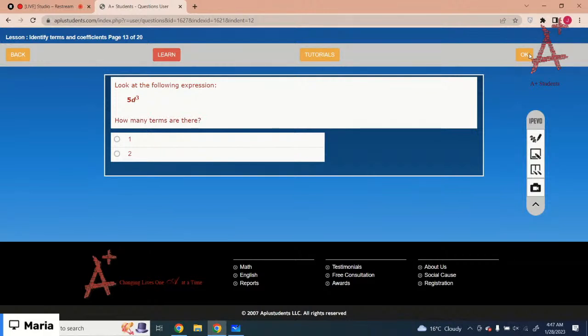Okay, look at the following expression: 5d cube. How many terms are there? Just one term. Got it? So the correct option is 1. So you have just one term.